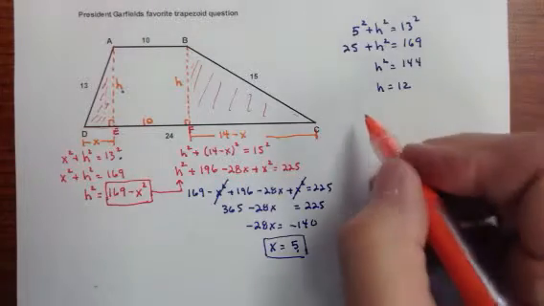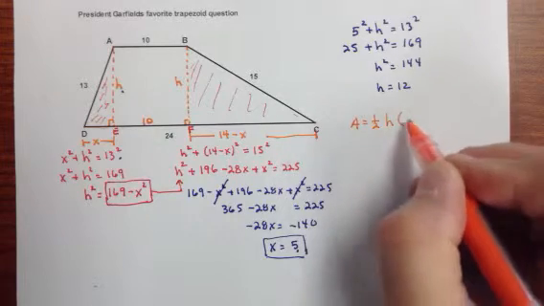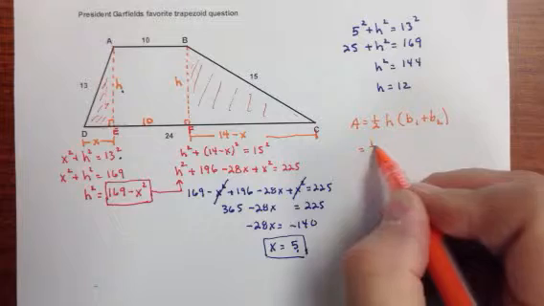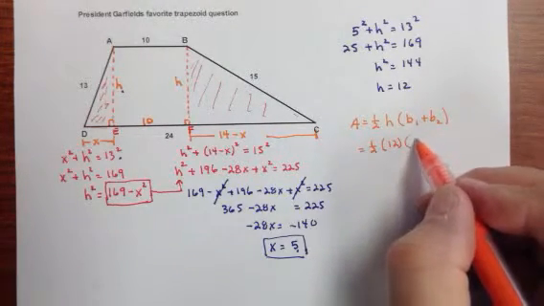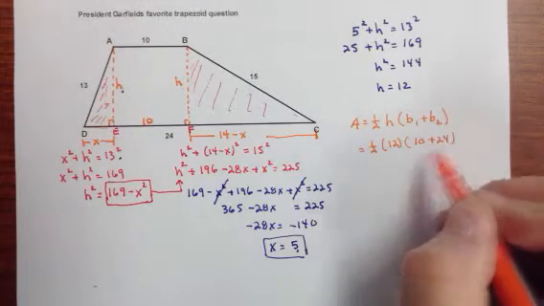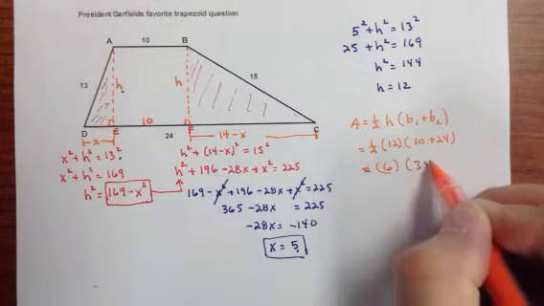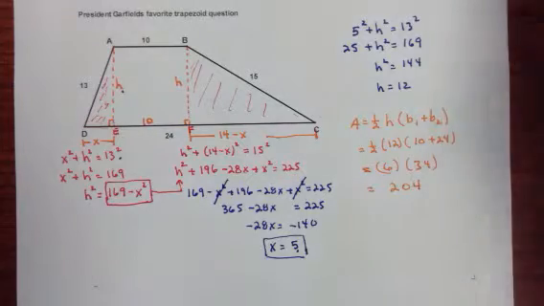And the area is going to be 1/2 of the height, the sum of the bases, half of 12, 10 plus 24, or 6 times 34 is 204. No units, I don't have to worry about that. Remember, this is President Garfield's favorite trapezoid question.